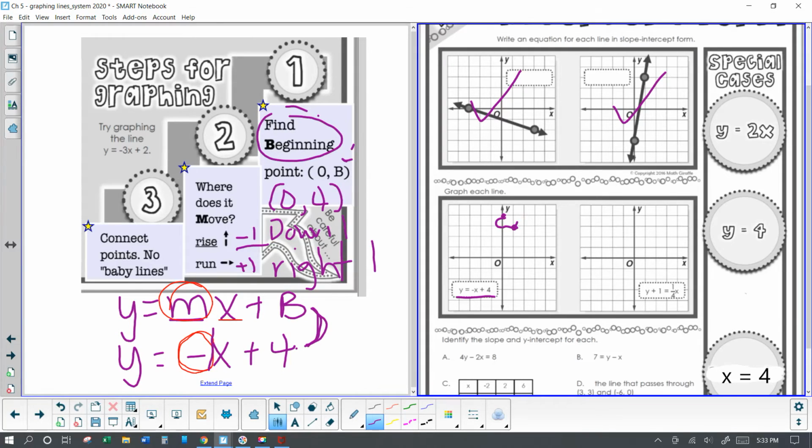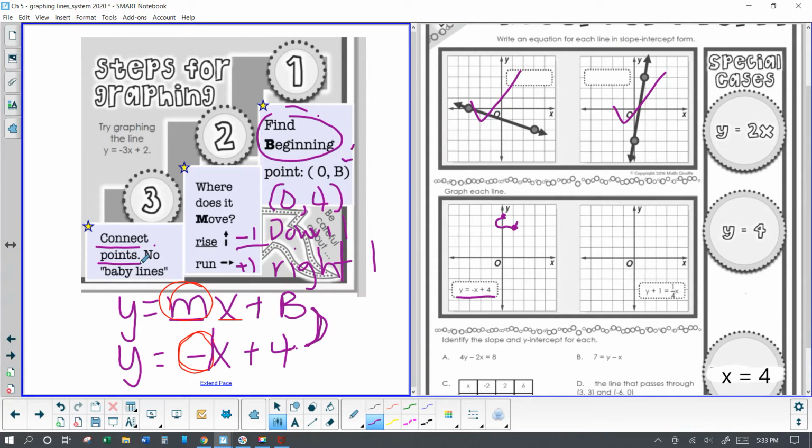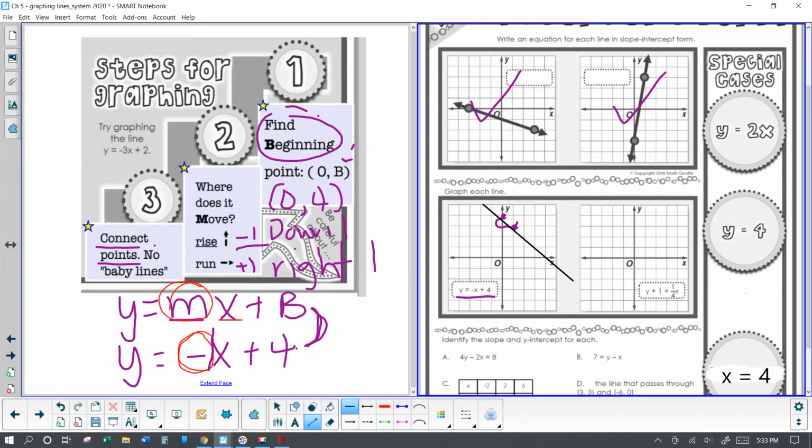And then step 4 is connect my points with no baby lines. I want a line that goes all the way through the whole graph. And so I'm going to grab my line here and get it lined up just right. Oh, there we go. Maybe I'll erase that one. Sorry, I made 2 lines here. There we go. I want to get my line nice and straight through, and I want it to go across my whole graph. There we go. Okay, so there's my line.